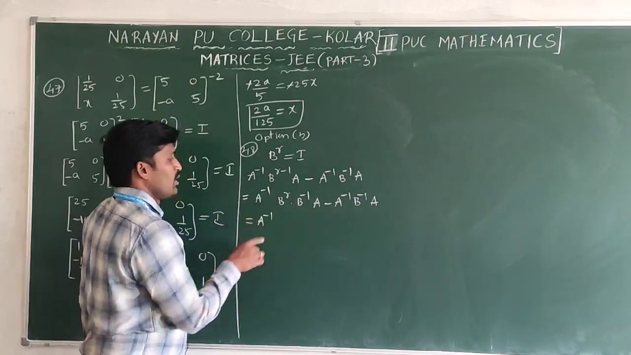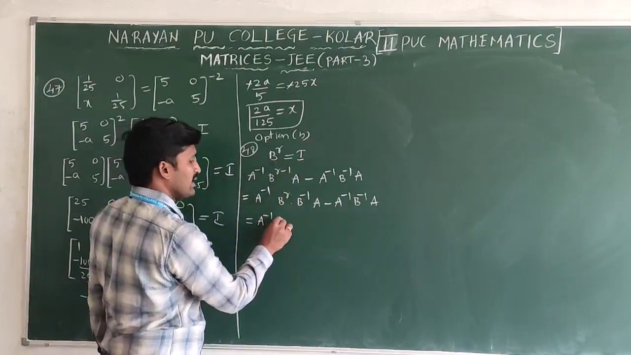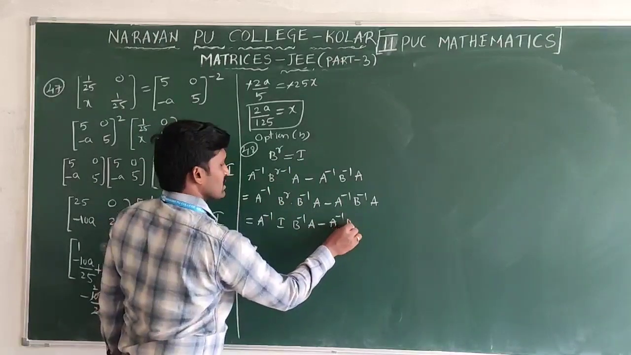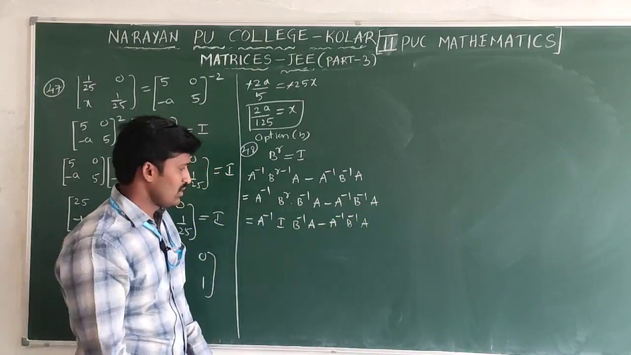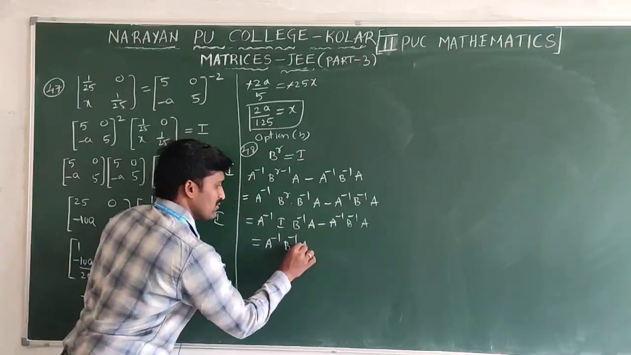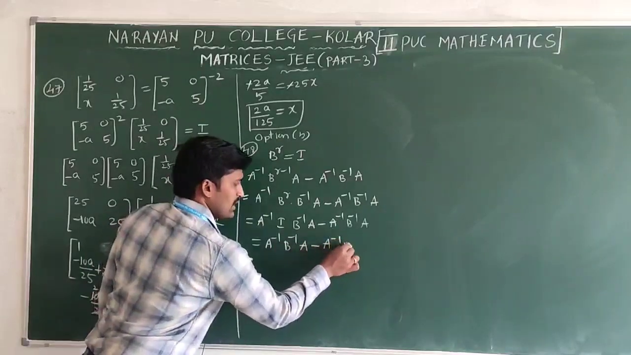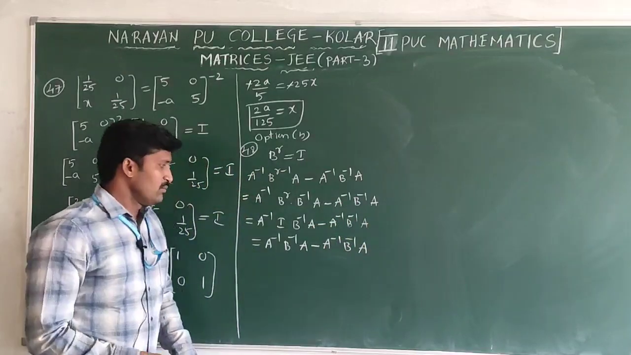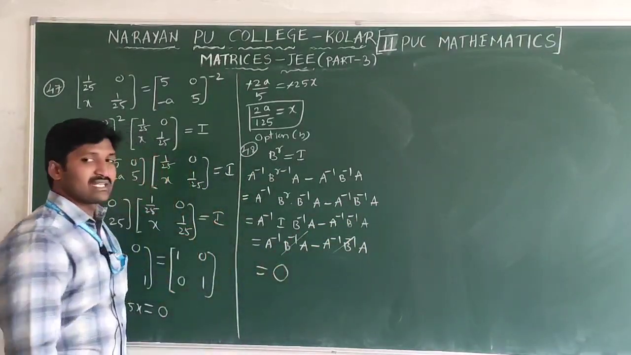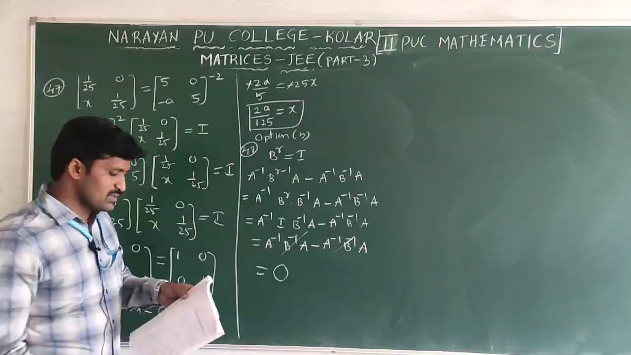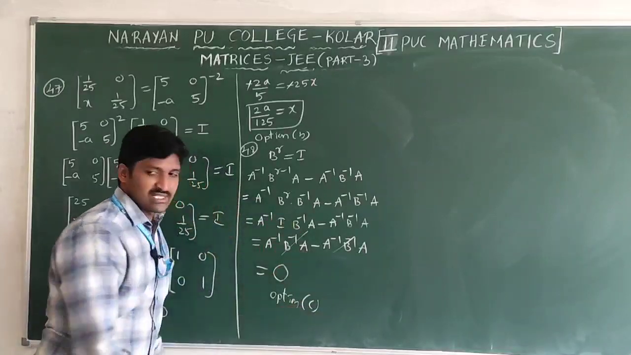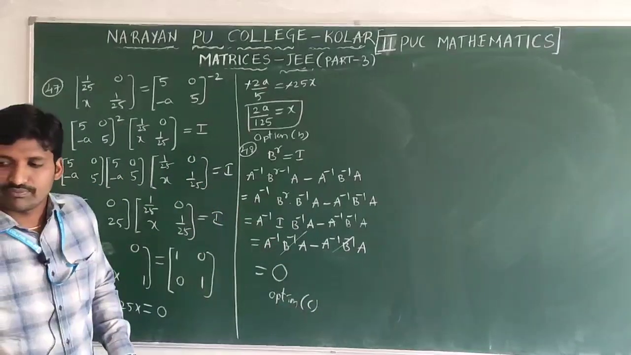A inverse, what is B power R? Already given, identity matrix into B inverse into A minus A inverse into B inverse into A. Now A inverse into I, what will you get? A inverse only. A inverse into B inverse into A minus A inverse into B inverse into A. Both values are same but opposite sign, gets cancelled. Which matrix will you get? 0 matrix. 0 matrix means which option is correct? Option C. Option C is the correct one.